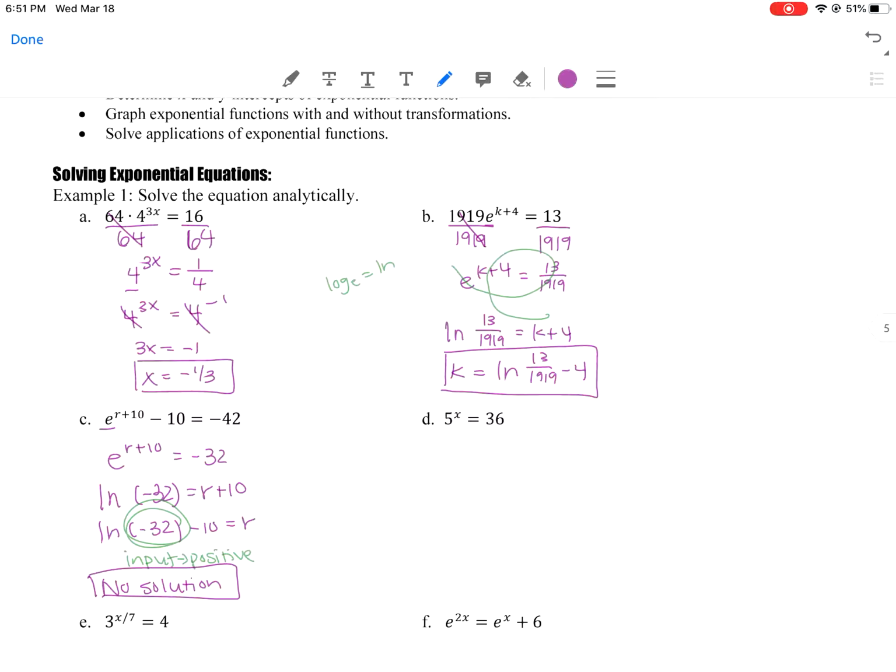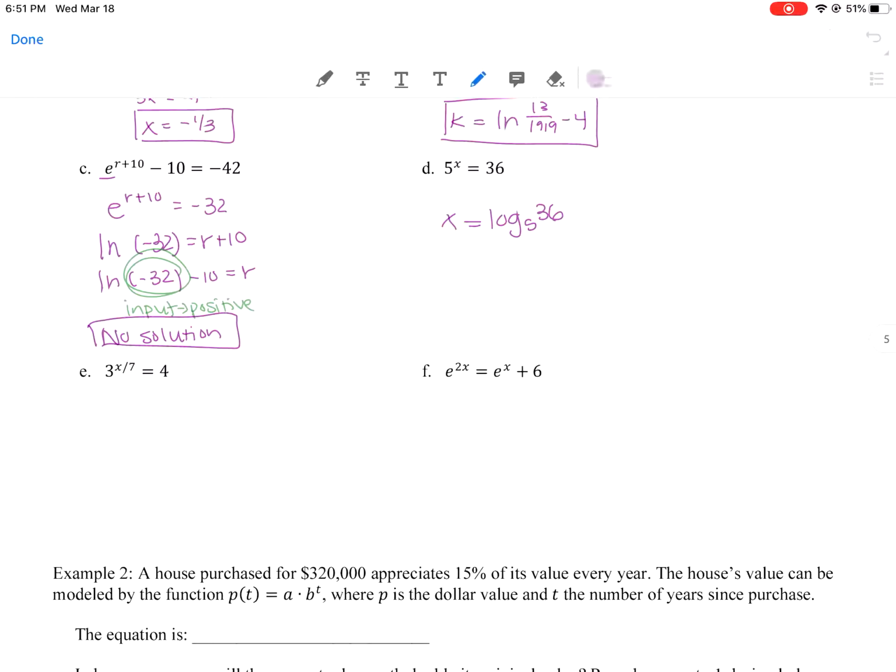Okay, even though I'm not going to go over D and E, I recommend trying it. On D, you should get x equals log base 5 of 36. And on E, you should get x equals 7 times log base 3 of 4. Okay, let's look at F together though.